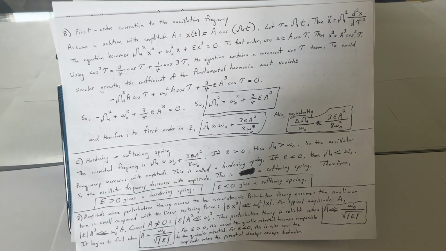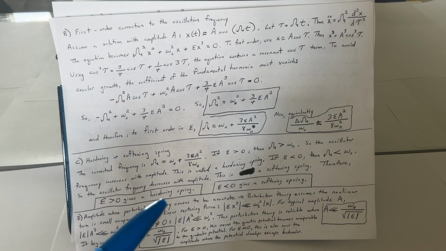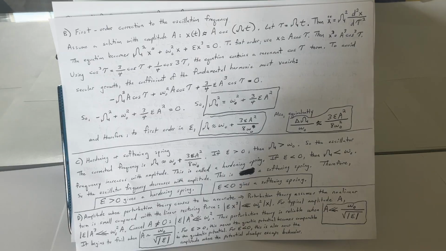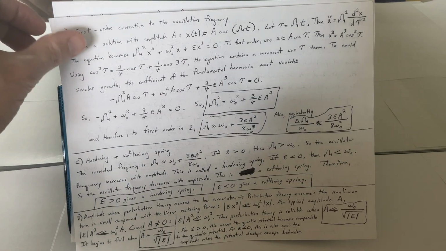If epsilon is less than 0, then capital omega is less than omega naught. So the oscillator frequency decreases with amplitude. This is a softening spring. Therefore, epsilon greater than 0 gives a hardening spring, and epsilon less than 0 gives a softening spring. Okay, so that's letter C.